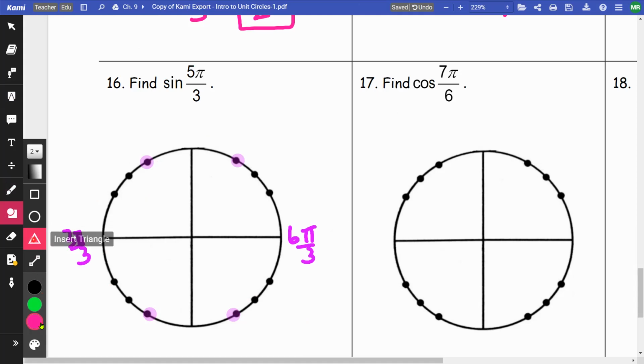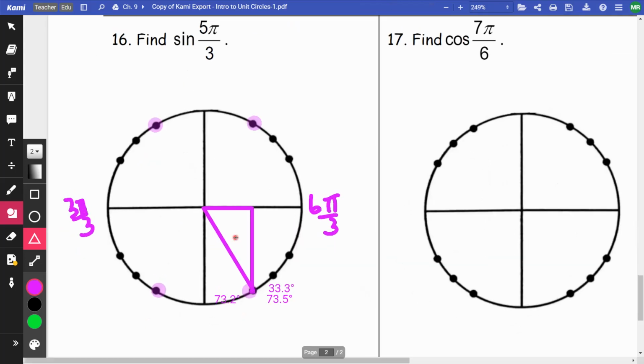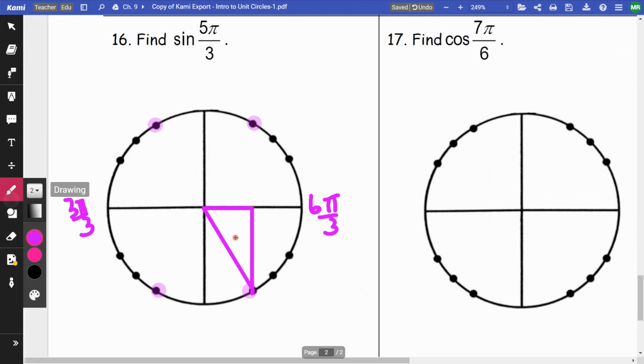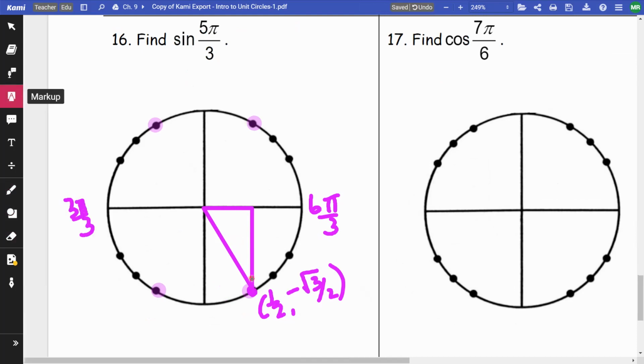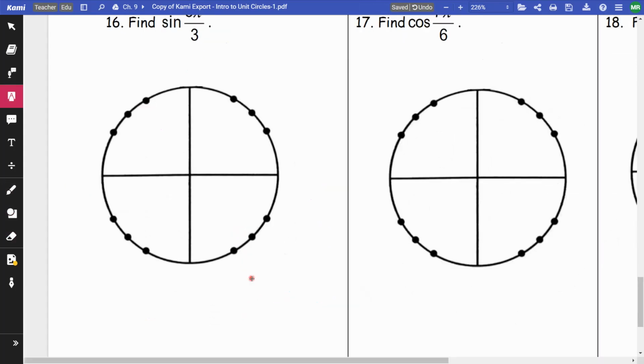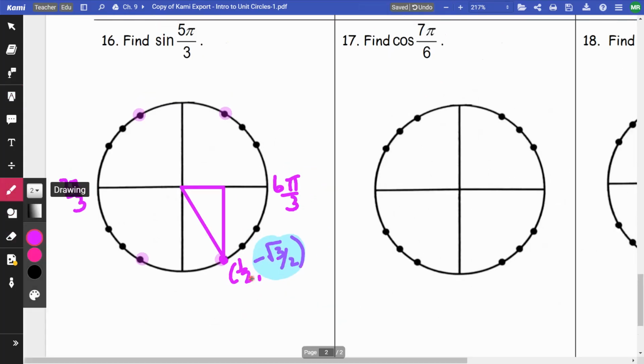So I'm going to get my triangle. Start it here, go towards my origin, and that's my triangle. Now, in terms of my coordinates, this is going to be my short, comma, long. My short is positive, it's going to be a positive 1/2. And my long is √3/2, but it's negative because it's going down. So that's my point. I'm looking for sine. Sine is the y coordinate. So the answer to this is sine of 5 pi 3rds is equal to -√3/2.